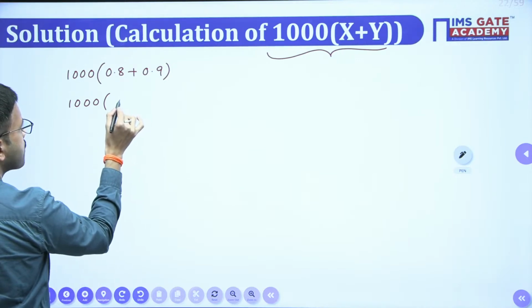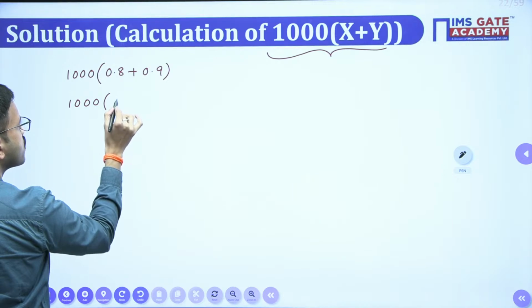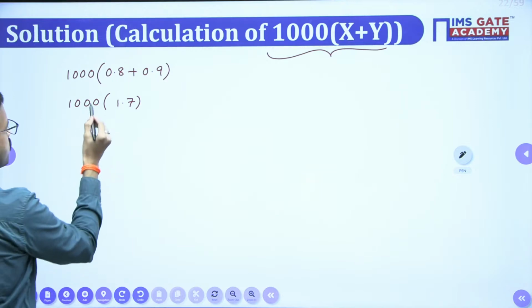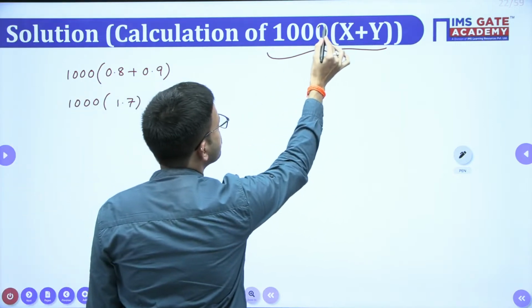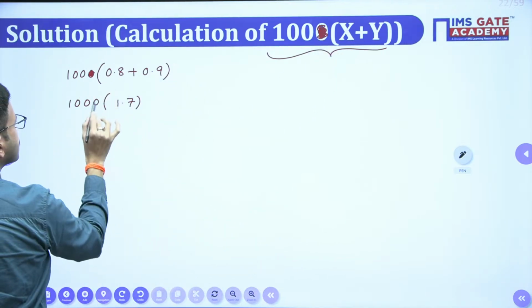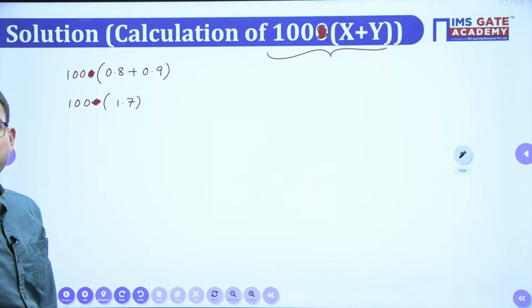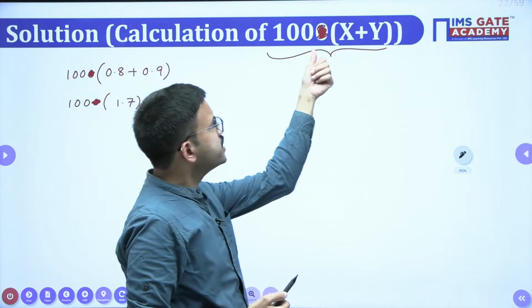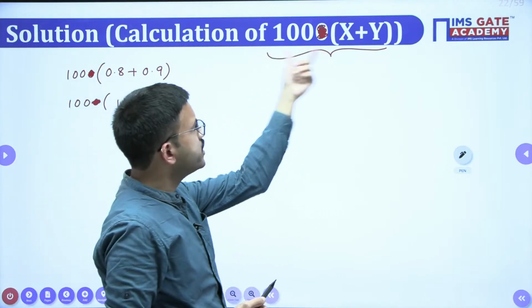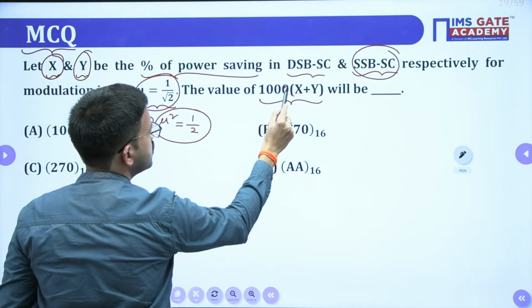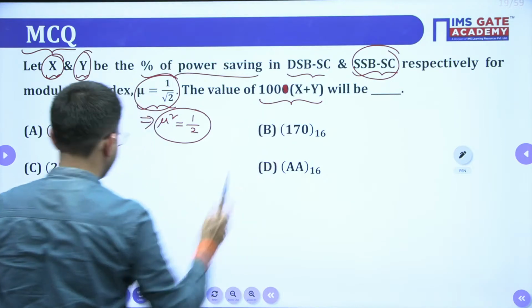You will get 1.7, right? So you can do the correction here. Sorry, you can just make it as 100. It is a typo mistake, so just make it as 100 into x plus y. In the question also you can do the correction. Here just consider it as 100 into x plus y.